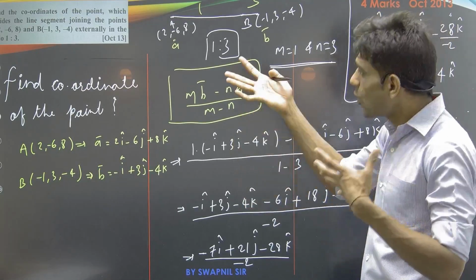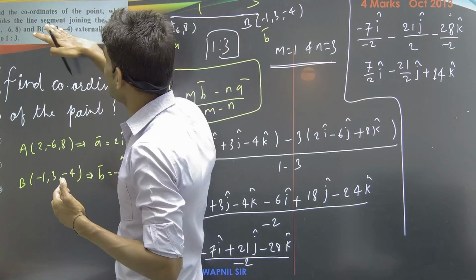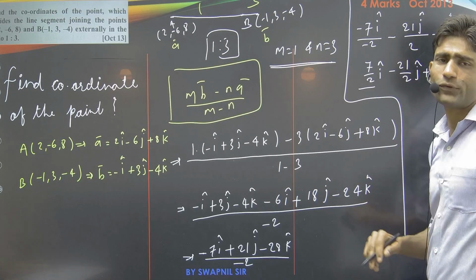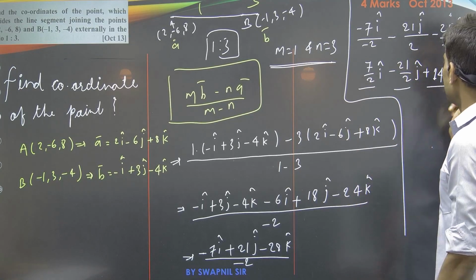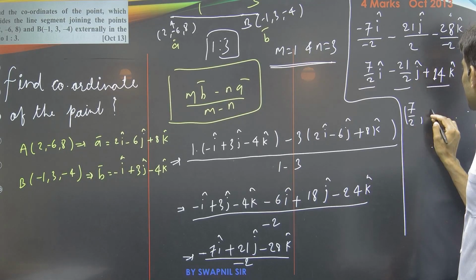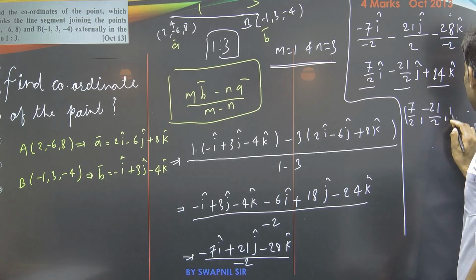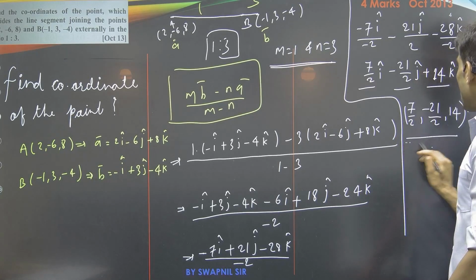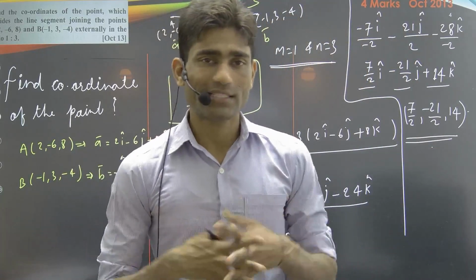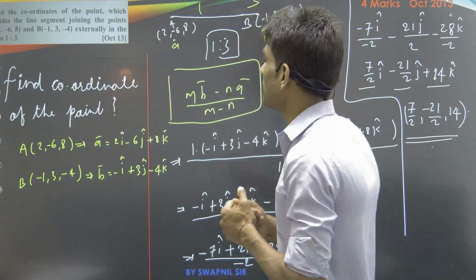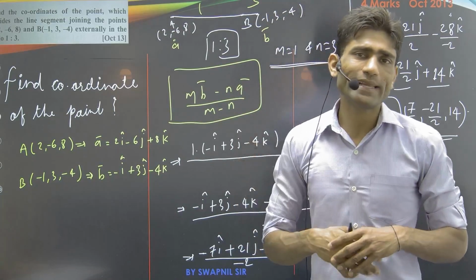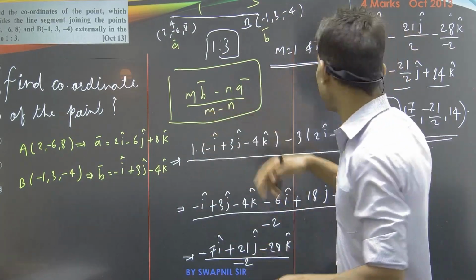So we want the coordinates for our third vertex, the point on the line segment which divides it externally. The first coordinate goes for x, the second coordinate goes for y, and the third coordinate goes for z. So the first coordinate is 7 by 2, the second coordinate is negative 21 by 2, and the third coordinate is 14. These are the three coordinates of the point which divides our line segment. That's what we wanted in this example. This is a very important type of question, and similar questions will be repeated in your upcoming examples, so do prepare with this example.